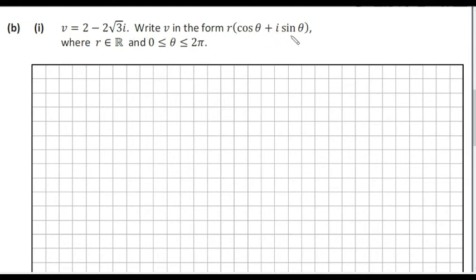write v in this form here, polar form, where r is a real number and theta is between 0 and 2 pi. So they're asking us to write it in polar form. The first thing you should do if you're writing a number from rectangular form, which is the way this is at the moment, into polar form, is to draw an Argand diagram of it, even just a rough one.